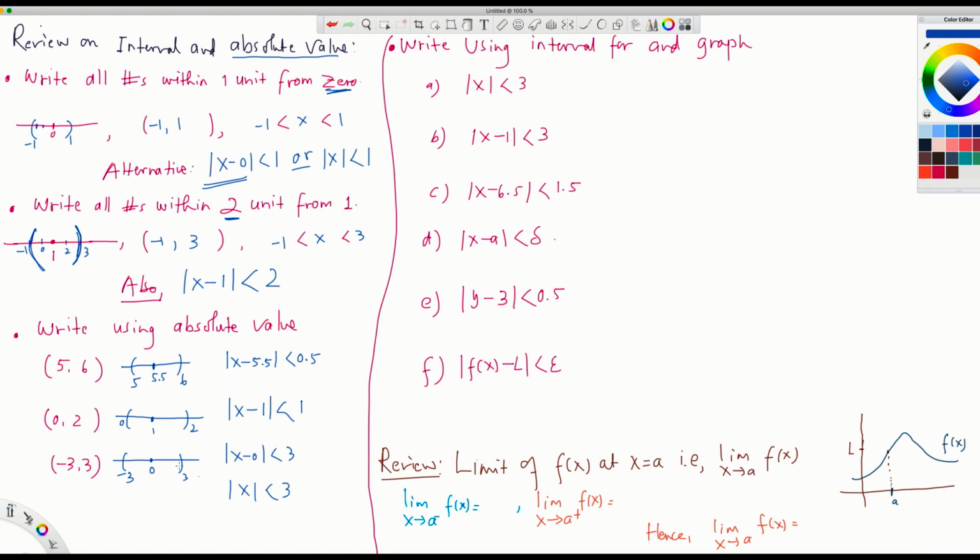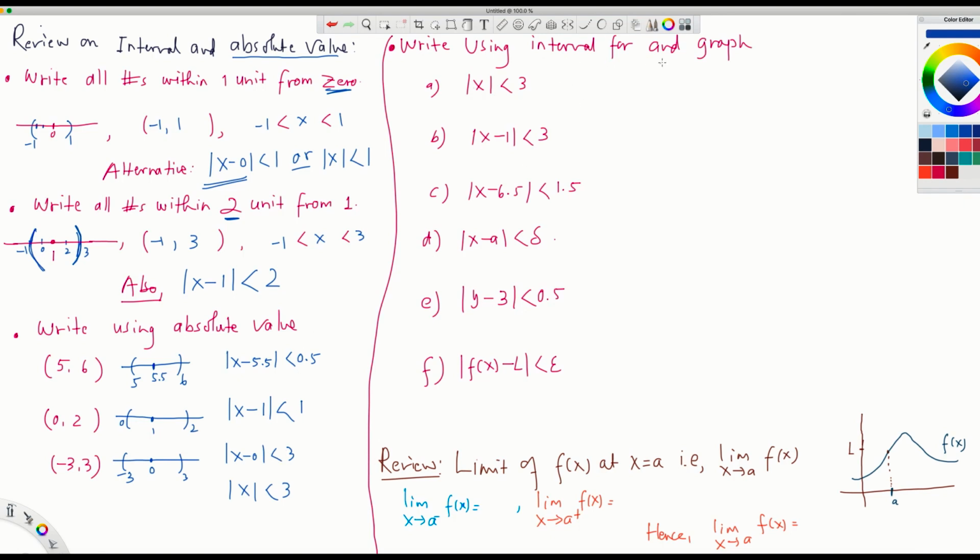Okay, so if an interval is given, this is how you write it using the absolute value. What you do is you find the midpoint in the interval, the mid value, and then do x minus the mid value and then see how much distance the boundary is from the mid value. That is 0.5 here, right? 0.5 the other side too. So, and then you write less than 0.5. All right, similarly the other one.